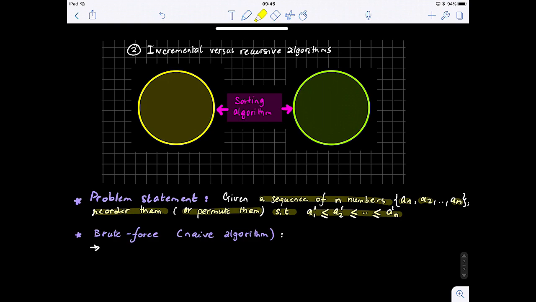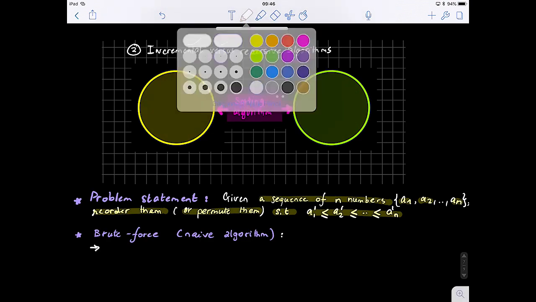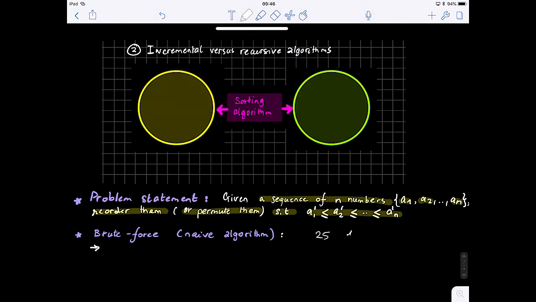So what is a brute force or naive algorithm that can solve this? Let's say I give you a random sequence like 25, 100, 2, 10, 1, 7. These are the elements stored in my array, and I want to sort them in increasing order. What is a naive algorithm, something you can do right away without thinking, that gives you 1, 2, 7, 25, and 100? Any thoughts, guys?